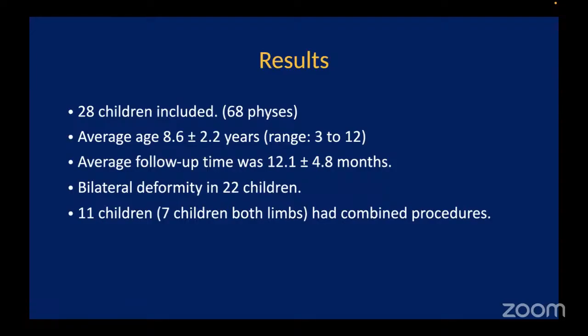The results were such that 28 children were included, and there were 68 physes operated in this period. The average age was 8.6 years with a standard deviation of 2.82 years, ranging from 3 to 12 years. The average follow-up time was 12.1 months with a standard deviation of 4.8 months. Bilateral deformity was found in 22 children, and 11 children had combined procedures, with 7 children having both limbs operated simultaneously.